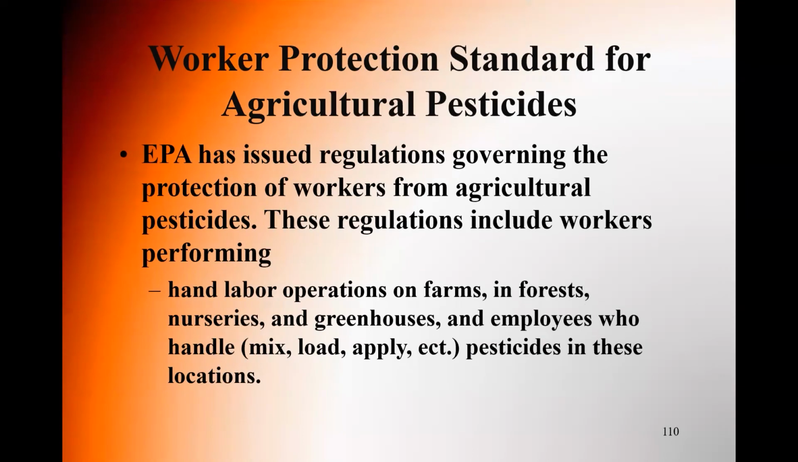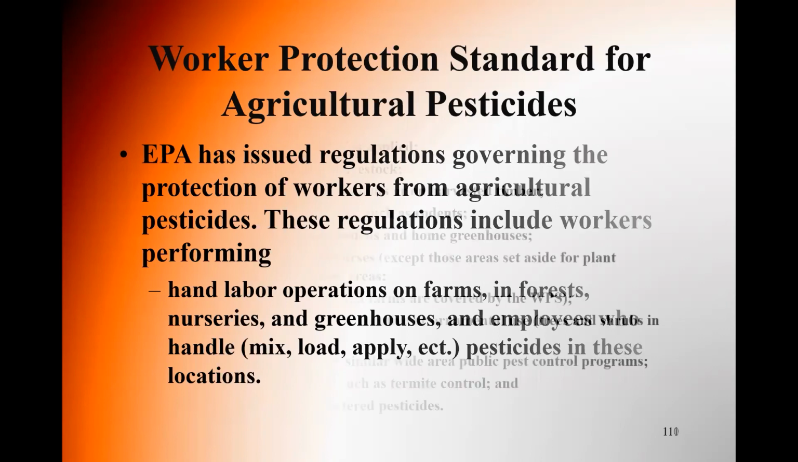EPA has issued regulations governing the protection of workers from agricultural pesticides. These regulations include workers performing hand labor operations on farms and in forests, nurseries, and greenhouses, and employees who mix, load, and apply pesticides in these locations. So that's what these standards were set to help protect these people.